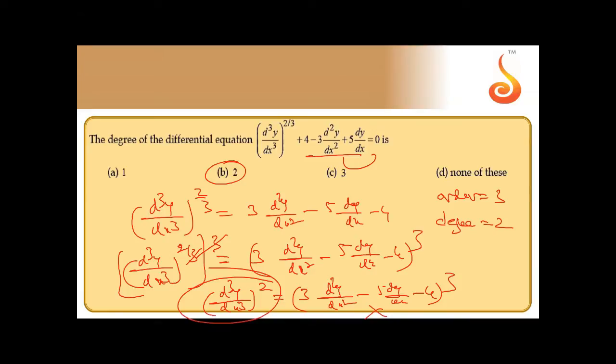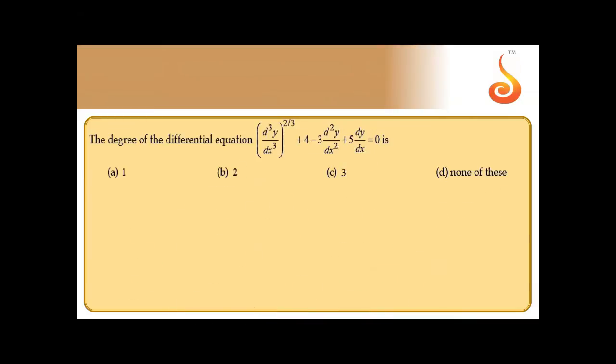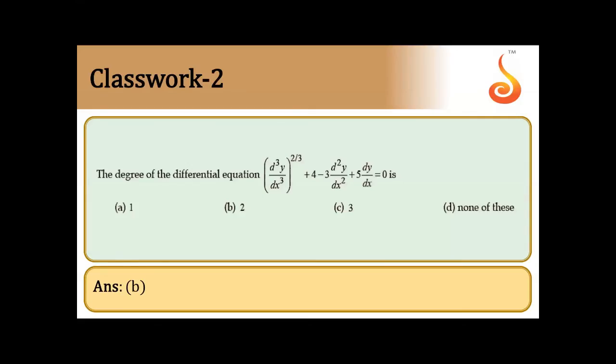Not 2 by 3. You can't take 2 by 3, because here you have to make all the derivatives' powers integers. Degree should not be a fraction, it should always be an integer. Keep in mind, you have to make sure that all the derivatives' powers are integral powers. That is the method of solving. So the answer is 2. B is the right answer here.